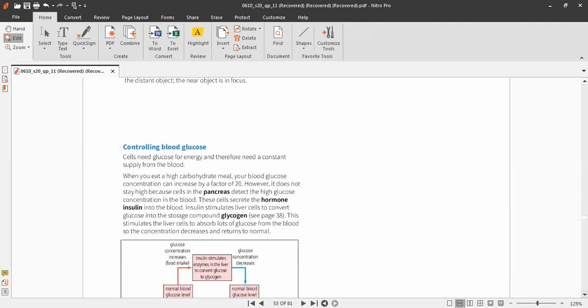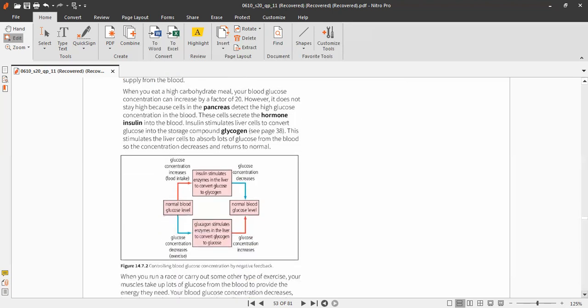Insulin stimulates liver cells to convert glucose into the storage compound glycogen. This stimulates the liver cells to absorb lots of glucose from the blood, so the concentration decreases and returns to normal.